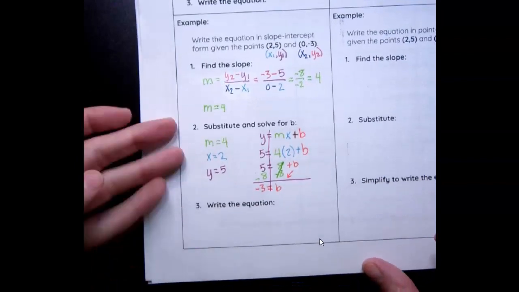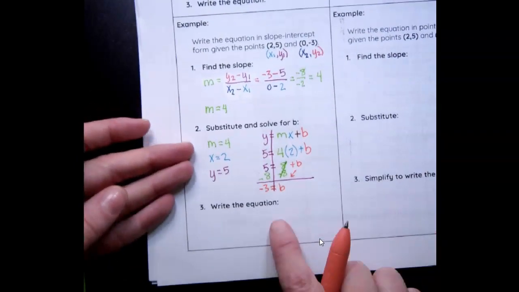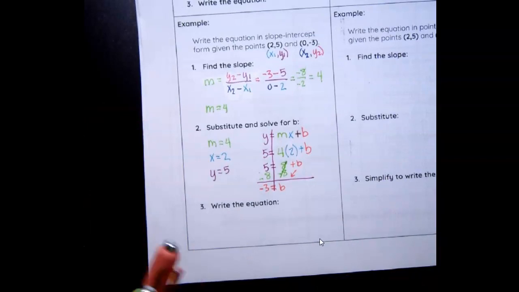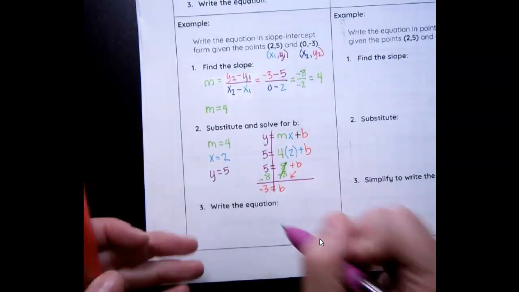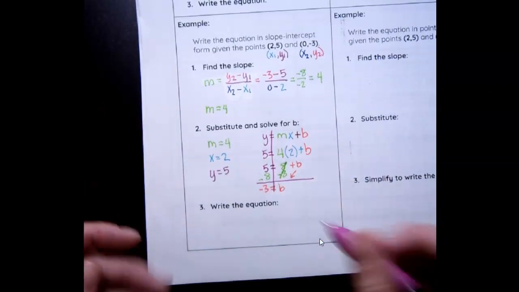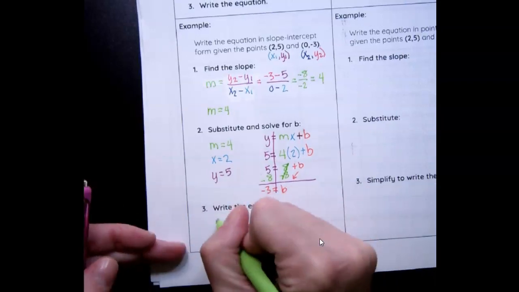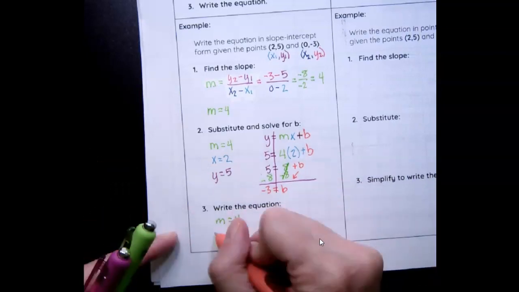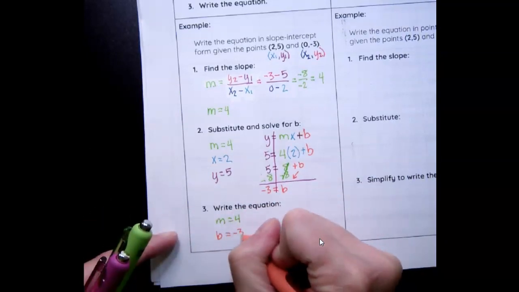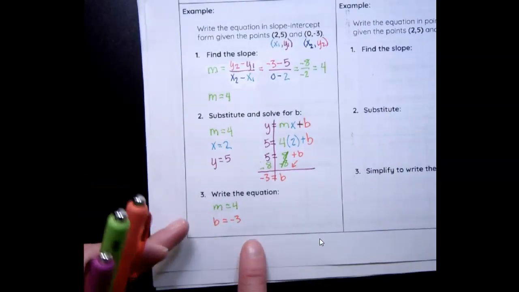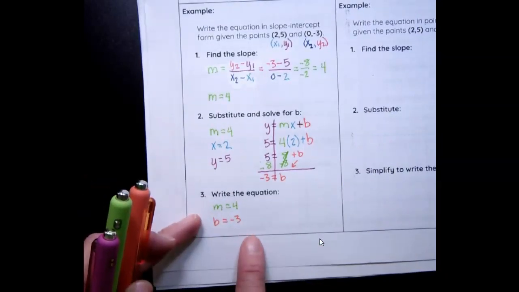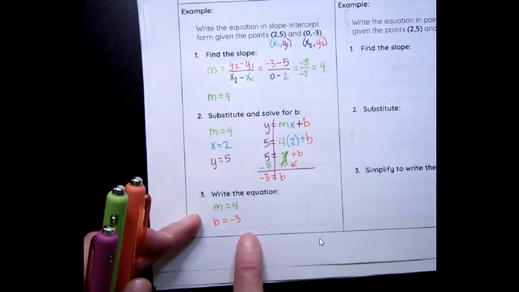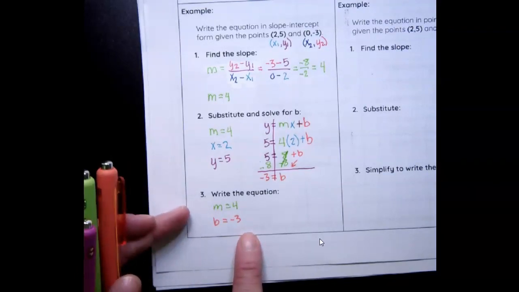Let me move this up just a bit. There we go. Okay, so let's look at this. We know that the equation is y equals mx plus b. Okay, and we know that the slope is 4, and we know that the b value is negative 3. We're not going to worry about the x and y values on this very last part where we write the equation because we want this equation to work for all x and y values. So we're going to leave those as variables.